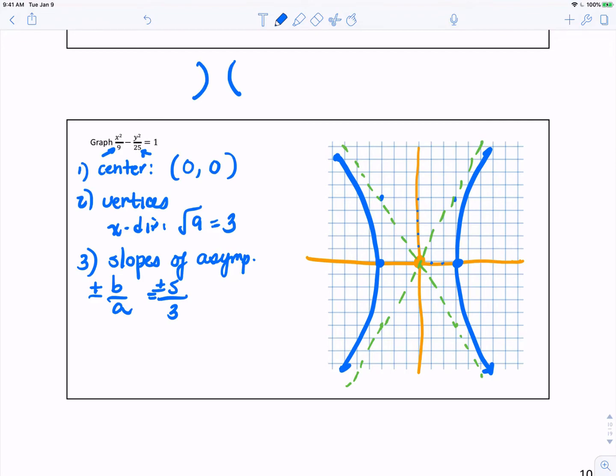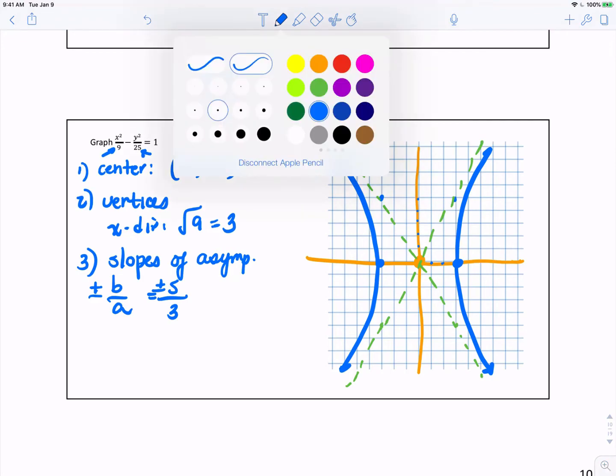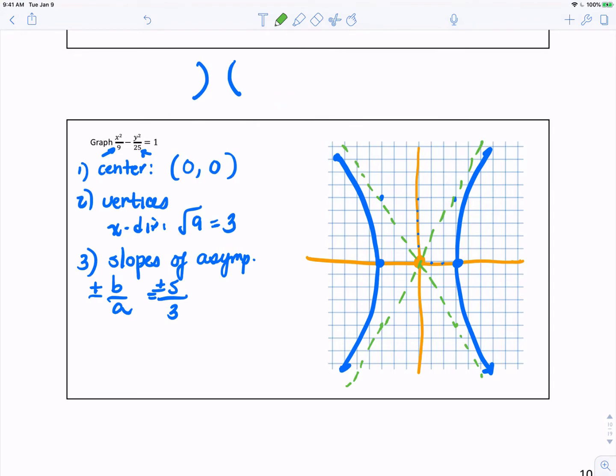Sometimes people will make a box inside, so let me show you a box. So if you go out 3 in the x direction, go out 5 in the y direction, it gives you this box right here. And they use the box to help make the asymptotes, so the diagonals of the box are the asymptotes. Okay? All right, and so why don't we go ahead and find the foci.